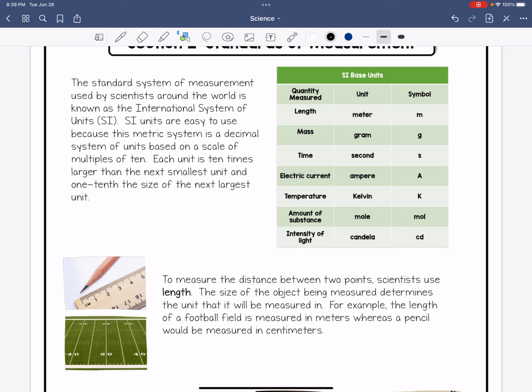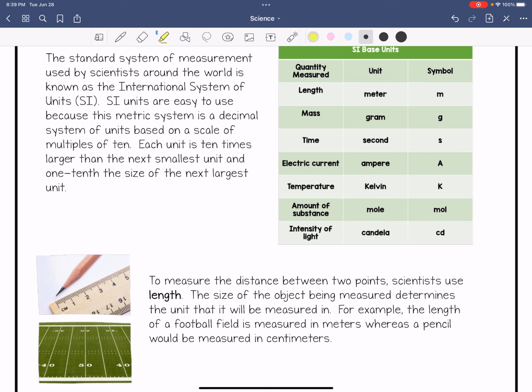So it says the standard system of measurement used by scientists around the world is known as the International System of Units, or SI. SI units are easy to use because this metric system is a decimal system of units based on a scale of multiples of 10. Each unit is 10 times larger than the next smallest unit and 1/10 the size of the next largest unit.